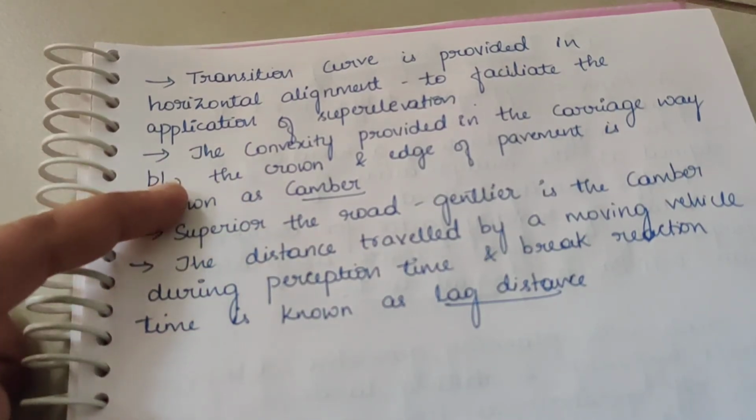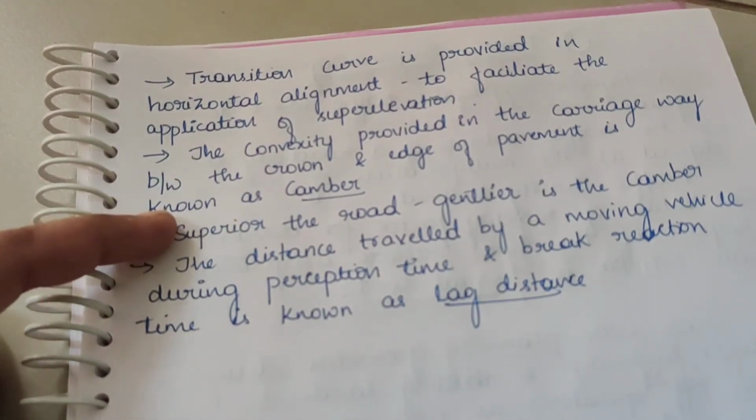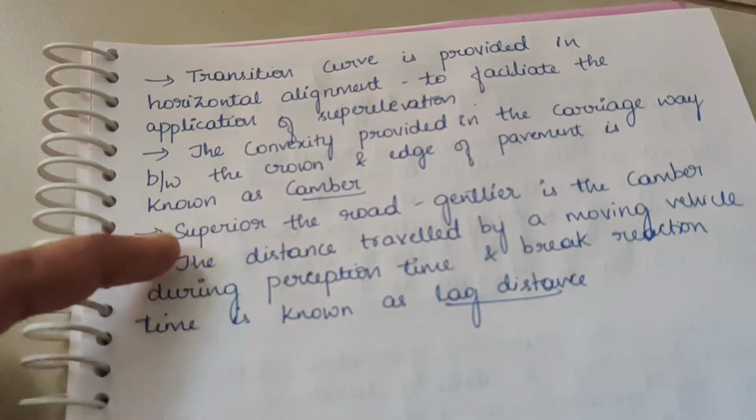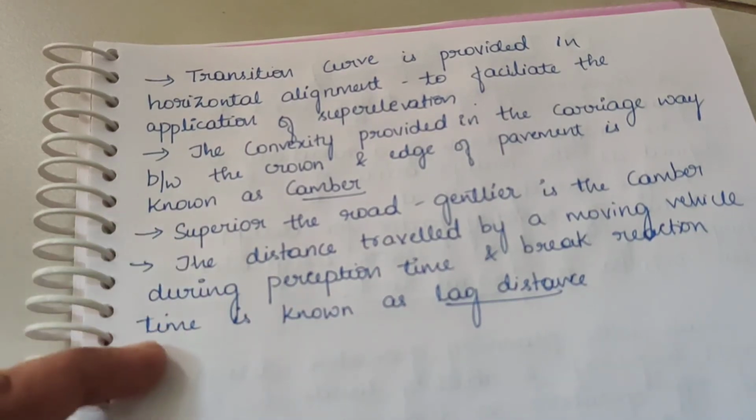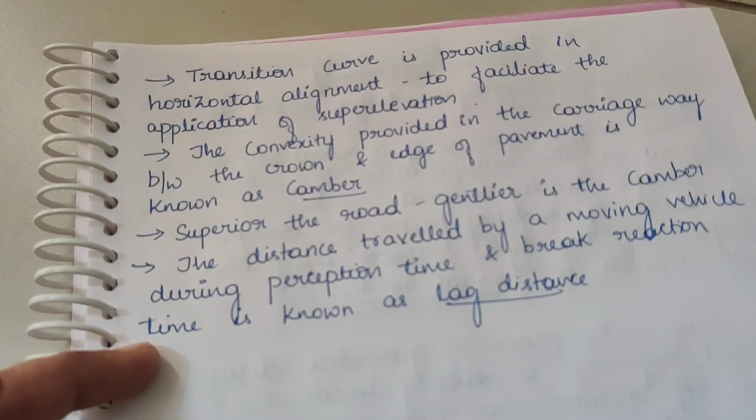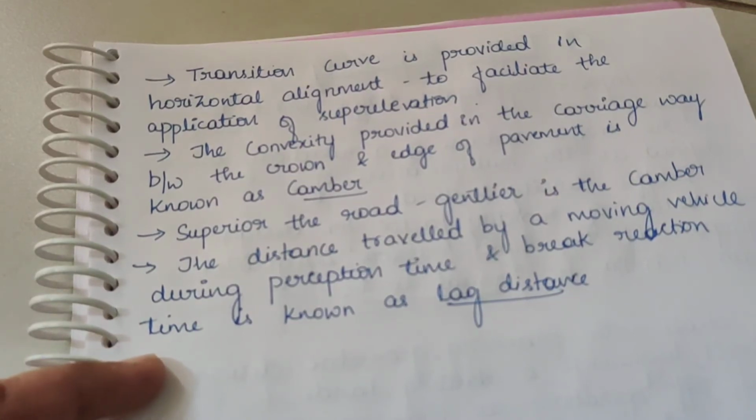The convexity provided in the carriageway between the crown and edge of pavement is known as camber. Superior the road, gentler is the camber. The distance traveled by a moving vehicle during perception time and brake reaction time is known as lag distance.